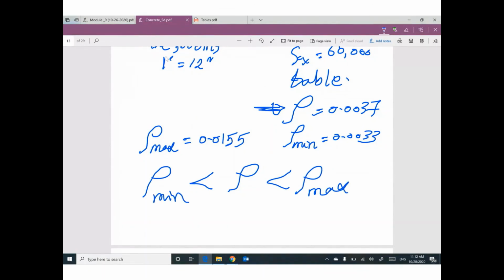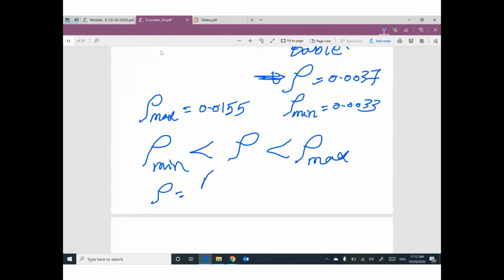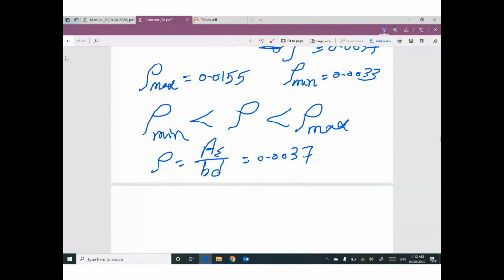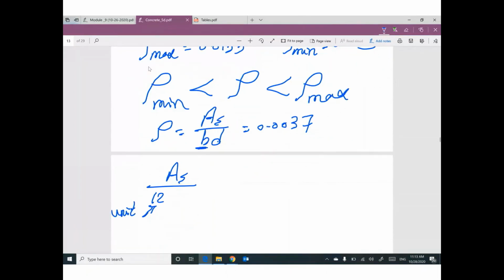So your rho, which equal area steel divide B times depth, equal 0.0037. Keep walking. Area steel divide B, unit length of the footing, which is 1 feet, equivalent to 12 inch, times depth 16, equal 0.0037. So I can figure out the value of area steel, 0.7104 inch square.